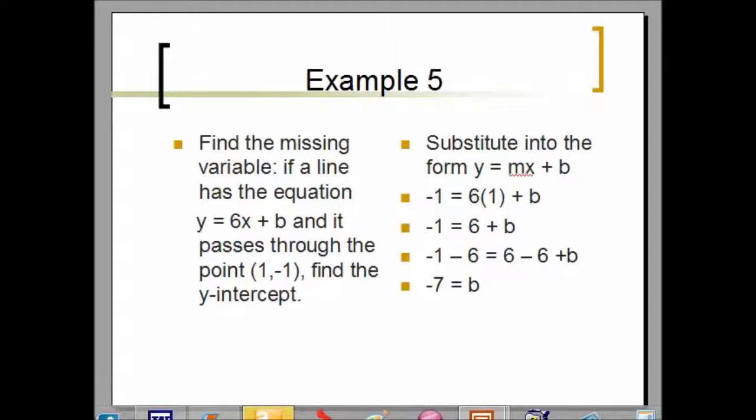In example 5, we are asked to find the missing variables. If a line has the equation y equals 6x plus b and it passes through the point 1, negative 1, find the y-intercept. We substitute into the form y equals mx plus b. We replace y with the y-coordinate of the given point, which is negative 1. We replace x with the x-coordinate, which is 1. We now have negative 1 equals 6 plus b. Subtract 6 from both sides. We obtain negative 7 equals b.